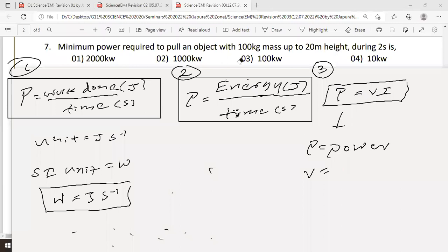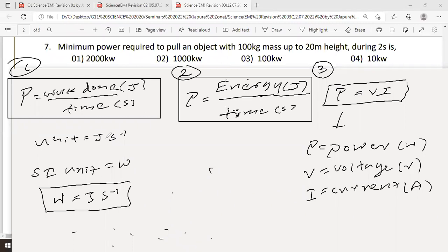Example, an electric bulb. That is how you calculate the power: voltage times current. Voltage in volts, current in amperes. So power is in watts, voltage in volts, current in amperes. Then you can calculate power. For example, an electric bulb or LED lamp may have a power of 20 watt or 100 watt. That shows how fast it utilizes energy, the rate of doing work.